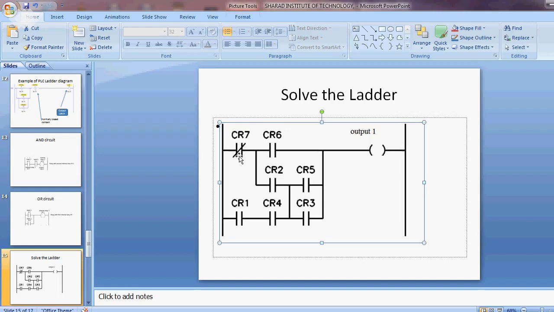So CR7 is off and CR6 is on, then the output will be on. Or we can say CR7 is off, CR2 is on, CR5 is on, then the output will be on. Or CR1, CR4, CR3 is on, output one will be on. Or CR1, CR4 and CR5 is on, then the output will be on. Remember that we are going from left to right only. Then only the scanning takes place. So this is the reading, or we can say scanning, of the ladder.